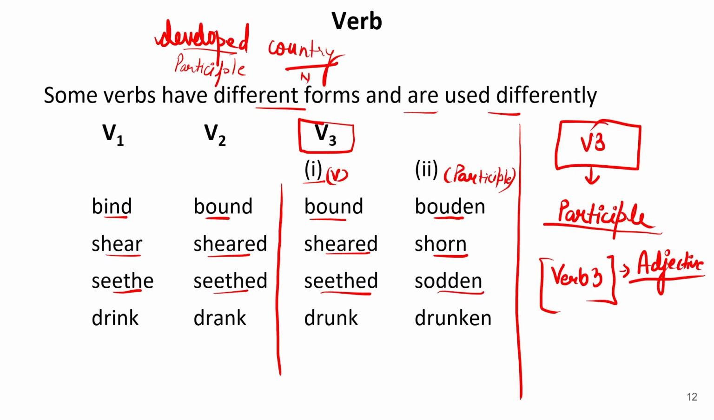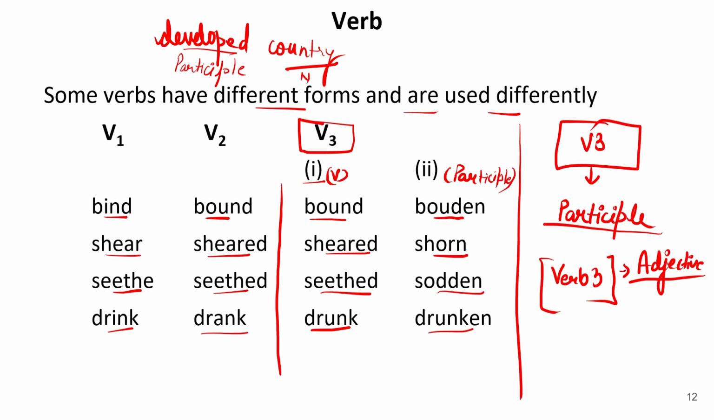Then we have another verb, that is drink. The second form is drank, the third form is drunk, and another third form is drunken, which is a participle. Now if I say he has drunk the juice, it means he has just drunk the juice. So that drunk is used as a verb third form, and the sentence is in present perfect tense.